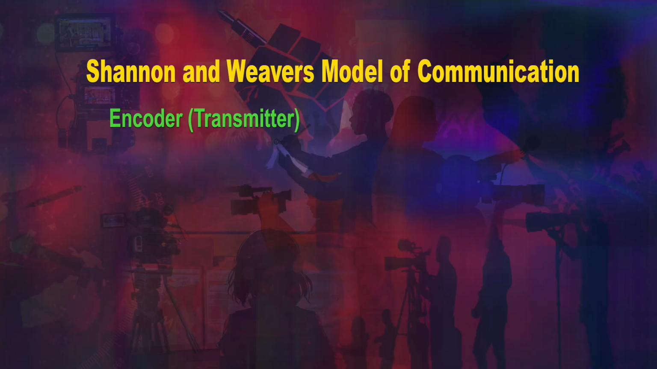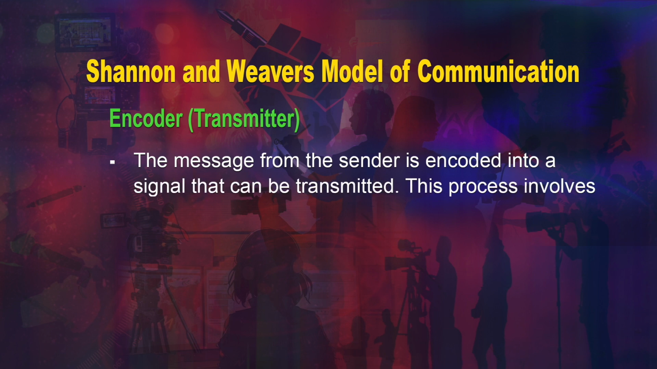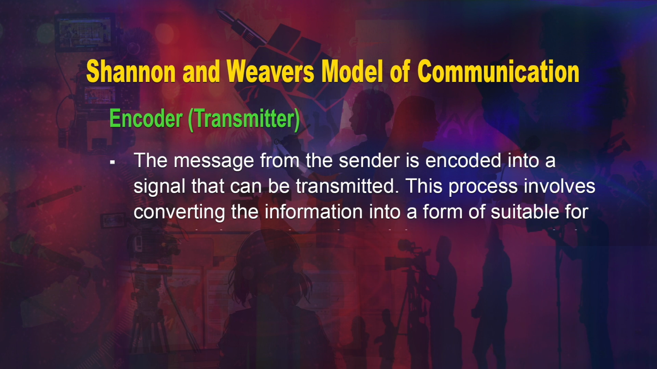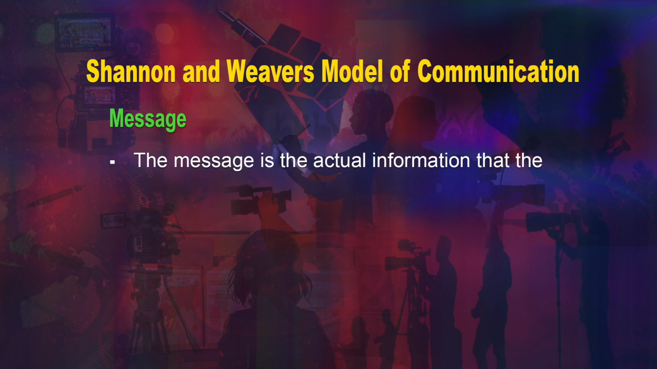Encoder or transmitter. The message from the sender is encoded into a signal that can be transmitted. This process involves converting the information into a form suitable for transmission, such as through language or symbols. Message. The message is the actual information that the sender wants to communicate.